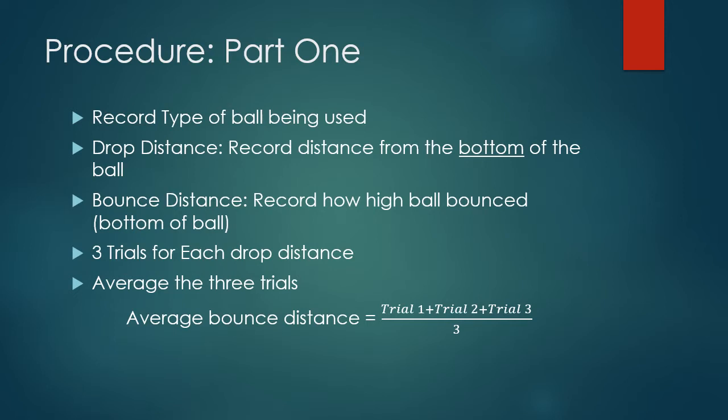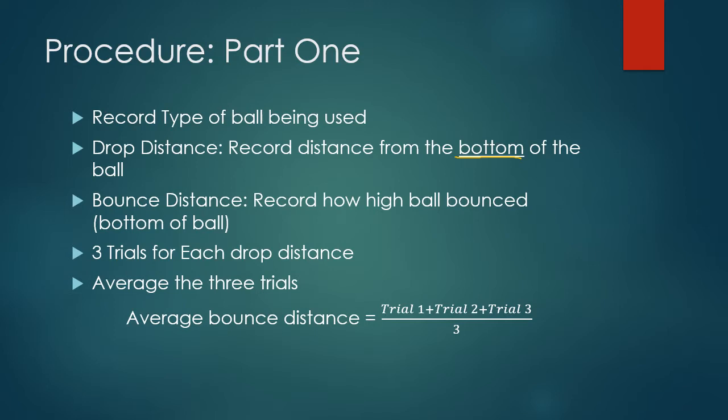Next, we're going to be recording drop distances. So when we record the drop distance, we're going to hold the ball next to a meter stick, and we're going to record the distance we drop the ball, making sure to take that recording from the bottom of the tennis ball. Not the top, not the middle, but the bottom. The reason we do this is because the bottom of the ball is going to hit the bench top.